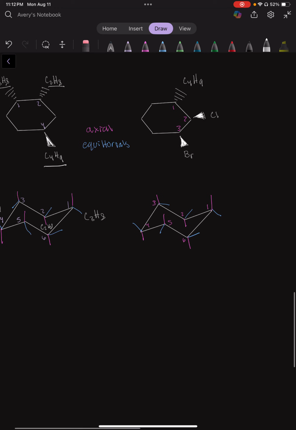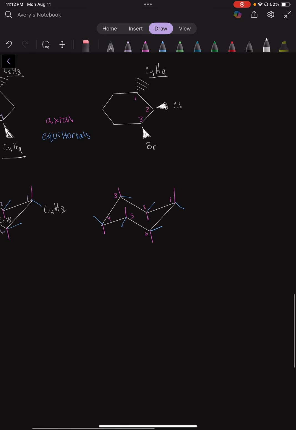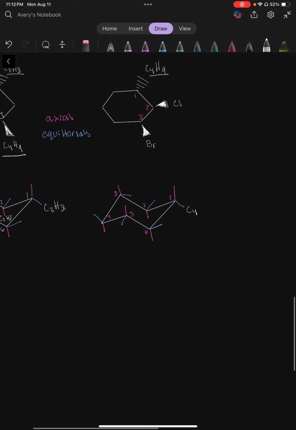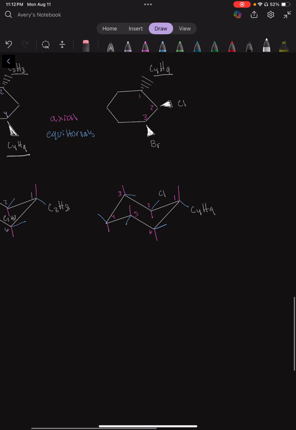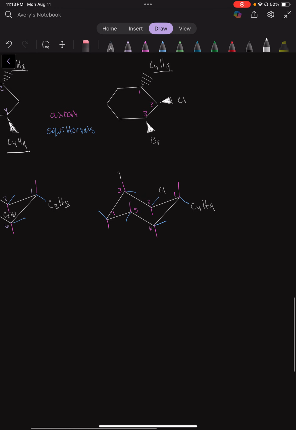Now let's go over to this other one. We have C4H9 going down on 1, so it's going to go here. Cl on 2 is going up, so Cl goes here. And then bromine is going up on 3, so we have bromine here.